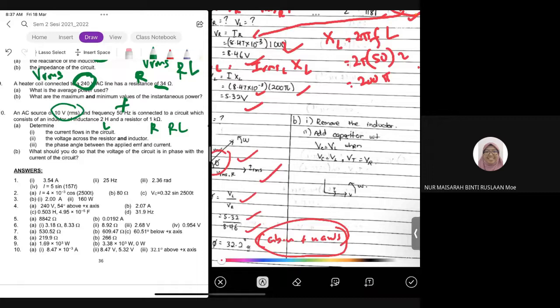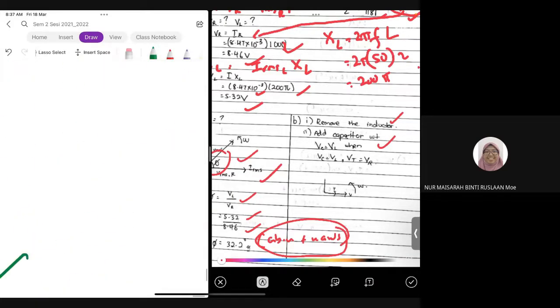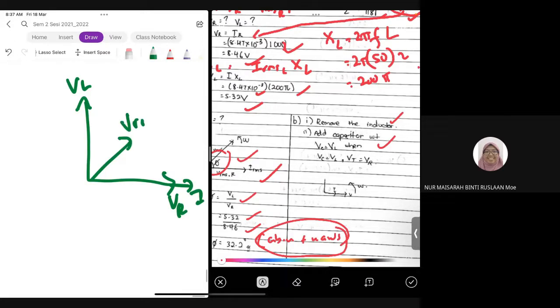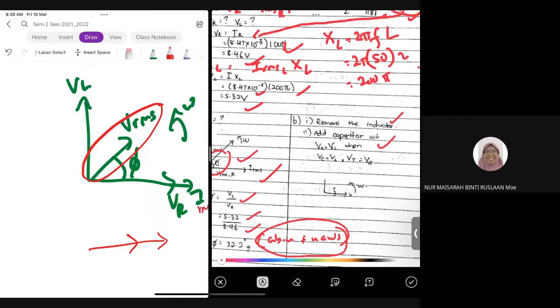Okay, the last question. What should you do for the voltage of the circuit to be in phase with the current? Okay, so your friend's answer, remove inductor, correct, add capacitor, correct. The question is like this. They ask, your free body diagram earlier was in the form VL, VR, VRMS is here, this is your phi. Now the question wants VRMS to be in phase with I RMS. How do we make it the same? If you remember, for it to be the same it must be a pure resistor.